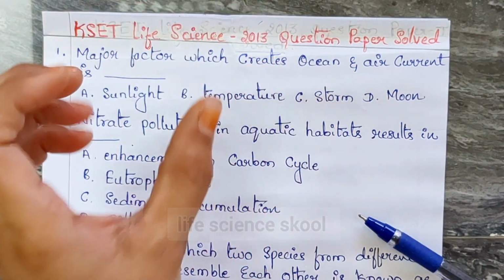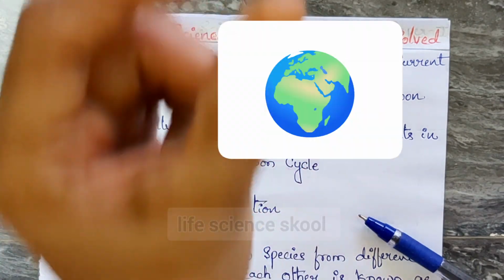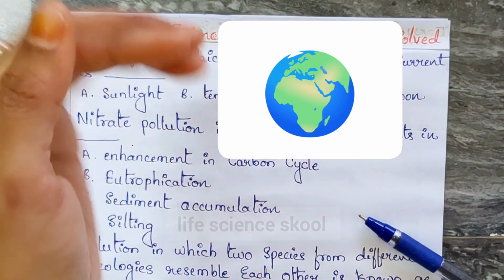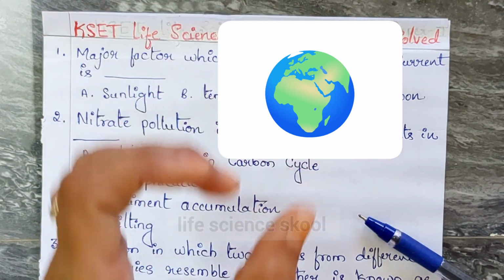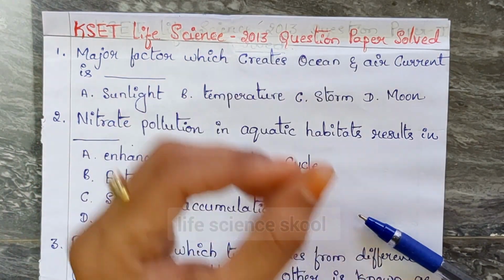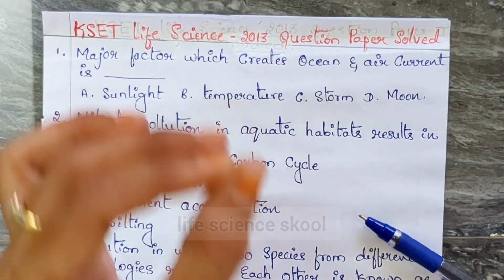The Coriolis effect says that the rotation of the earth can create a current that flows clockwise in the northern hemisphere and counterclockwise in the southern hemisphere. This effect is called the Coriolis effect. Okay, these are the major five factors which create an ocean current.